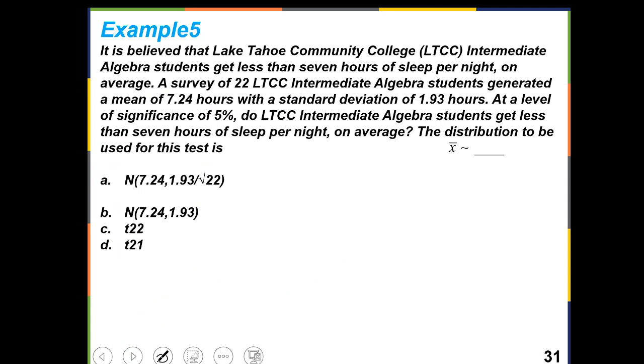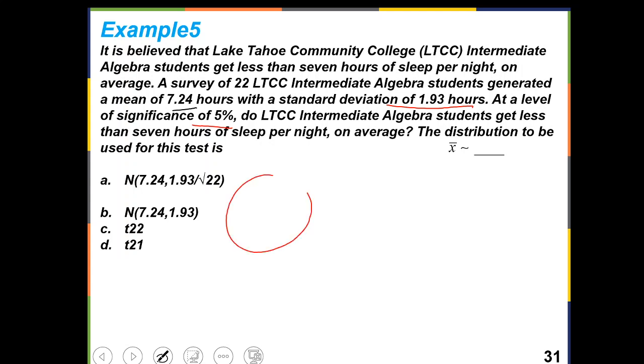It is believed that Lake Tahoe Community College algebra students get less than 7 hours of sleep per night on average. A survey of 22 generated a mean of 7.24 and a standard deviation. At a level of significance of 5%, do the algebra students get less than 7 hours of sleep per night on average? The distribution to be used for this test is what?